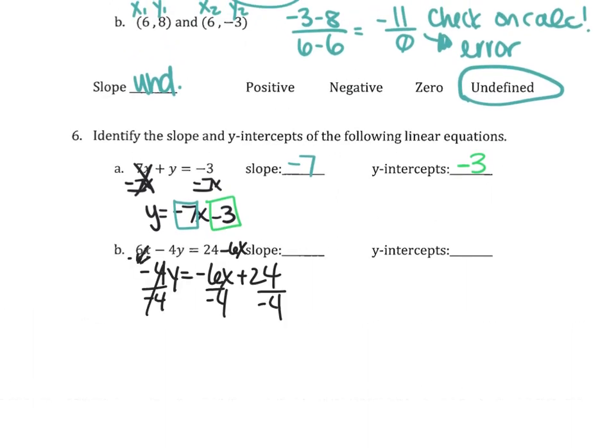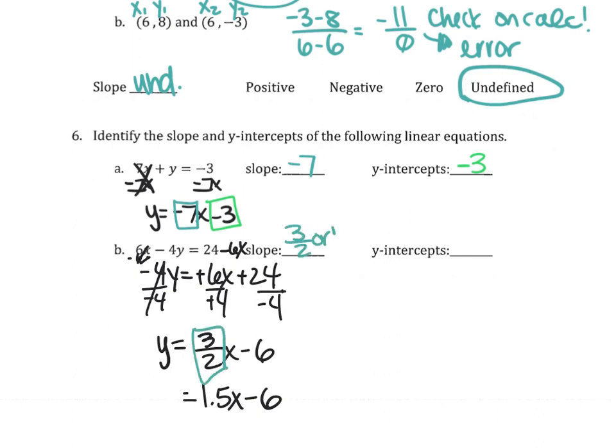Hopefully you are checking. I just wanted to simplify it with you. So negative 6 over negative 4x simplifies, those negatives cancel, and it simplifies to 3 over 2x. You could also put 1.5x, but 3 over 2 is easier to graph. And then 24 over negative 4 is like division, so minus 6. Alright, so that gives us a slope of 3 over 2, or 1.5, and a y-intercept of negative 6.